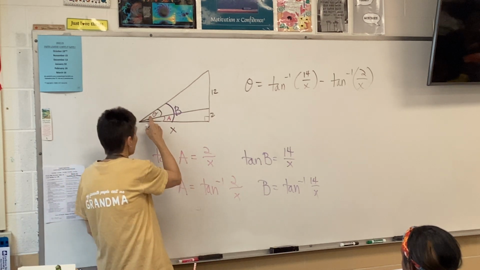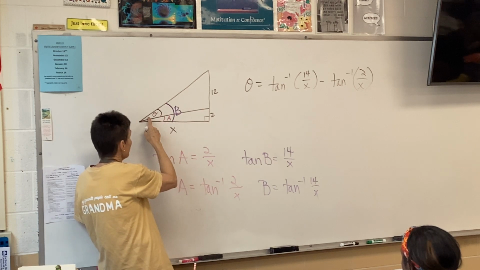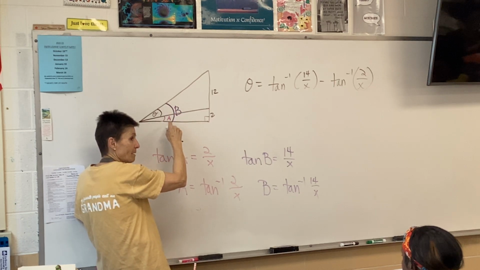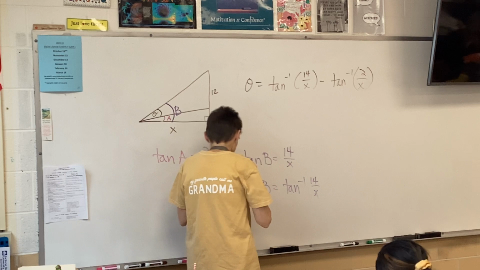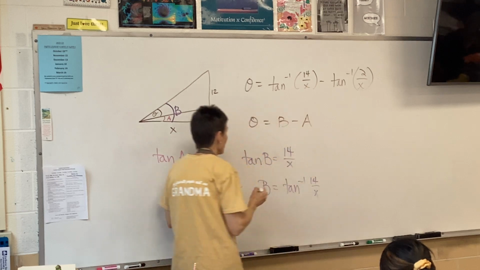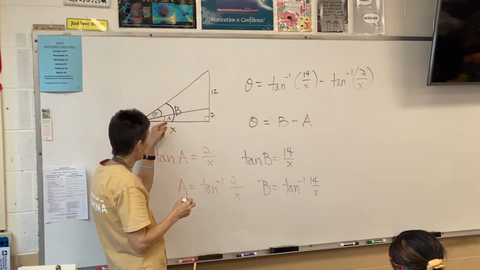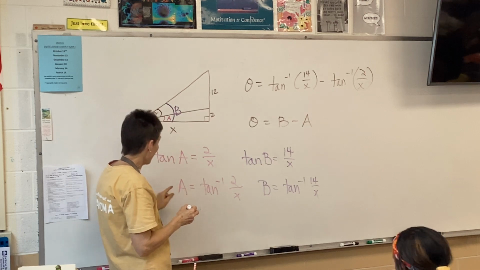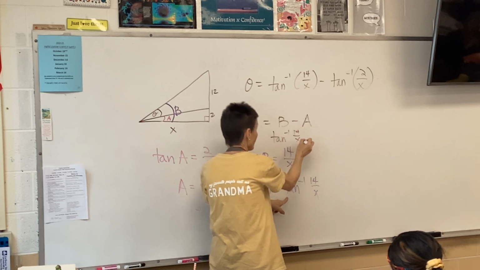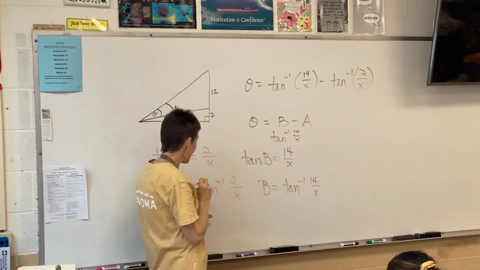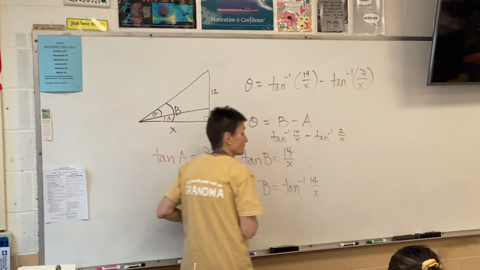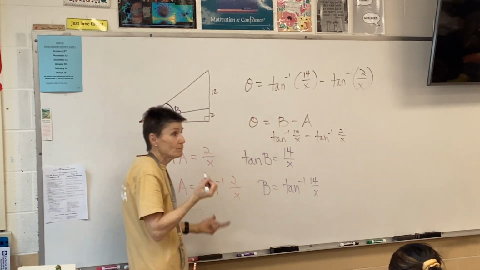Now, theta is the angle that's really in the problem. How can I get theta? Is theta gonna be B minus A? So theta is B minus A. No question about that. Theta is the purple angle minus the pink angle. But we already said B was the angle whose tangent was 14 over x. And A was the angle whose tangent was 2 over x. So that, you just proved it. It's easy.